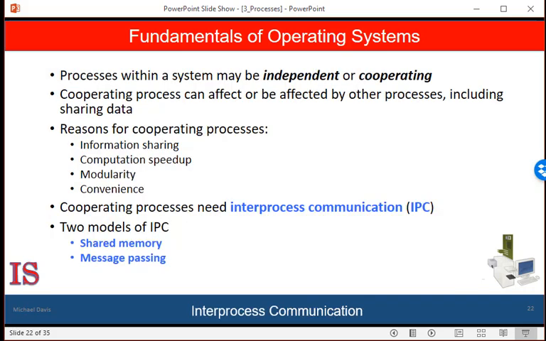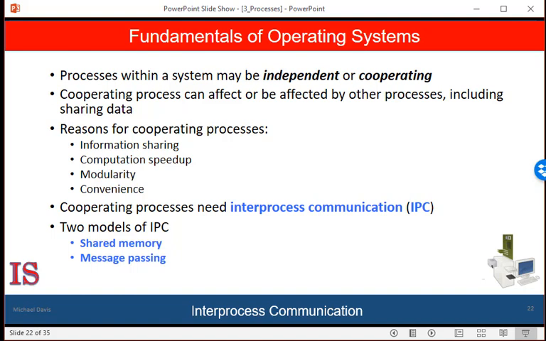Processes executing concurrently in the operating system may be either independent processes or cooperating processes. A process is independent if it does not share data with any other processes executing in the system. A process is cooperating if it can affect or be affected by other processes executing in the system. Clearly, any process that shares data with other processes is a cooperating process. There are several reasons for providing an environment that allows process cooperation.